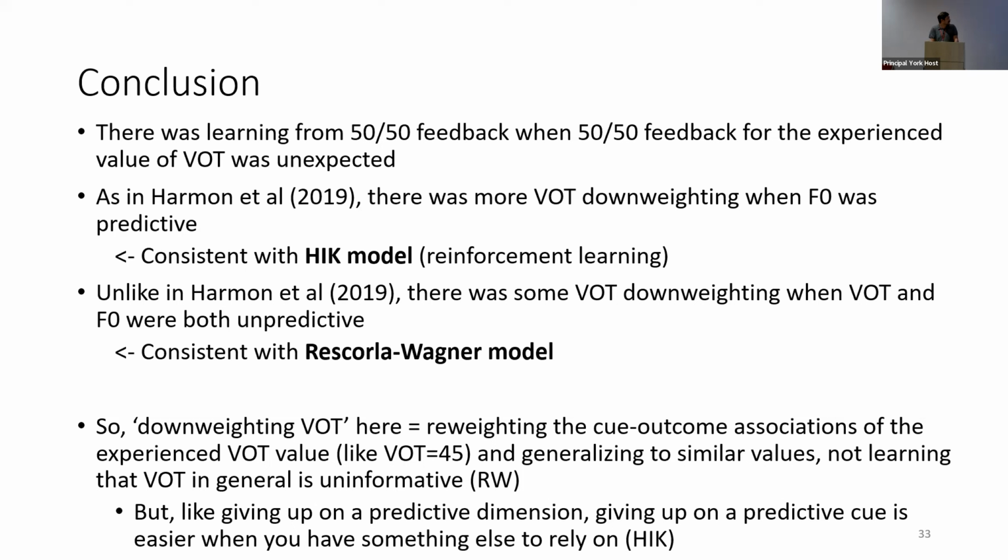But this is basically giving up on a predictive cue, right? Because these are highly predictive cues based on English experience. And giving up on a predictive cue, like giving up on a predictive dimension in our other study, is easier when you have something else to rely on, right? So if you don't have anything else to use to predict BA or PA, you might as well stick with your previous Q weights because there's no other combination of Q weights that's better. When you can rely on F0 to make these predictions, then you're more willing to give up VOT.